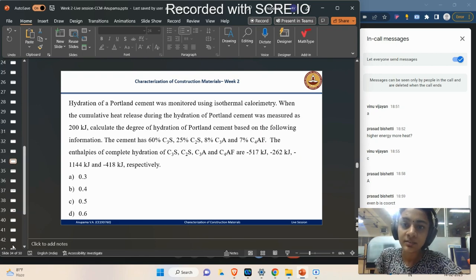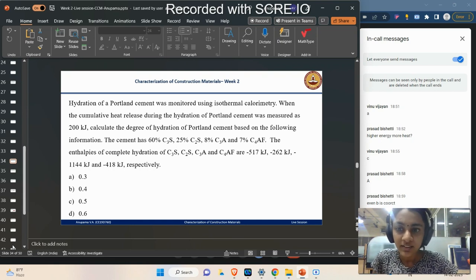Okay, this is quite a lengthy question, so let's give due amount of time to this one. Hydration of a Portland cement was monitored using isothermal calorimetry. Pretty clear. Then the cumulative heat release during the hydration of this particular Portland cement was measured as 200 kilojoule, that is a cumulative heat release. Calculate the degree of hydration of Portland cement based on the following information.